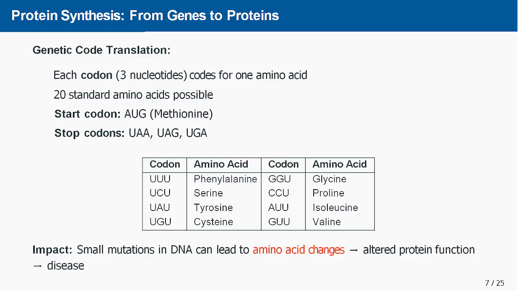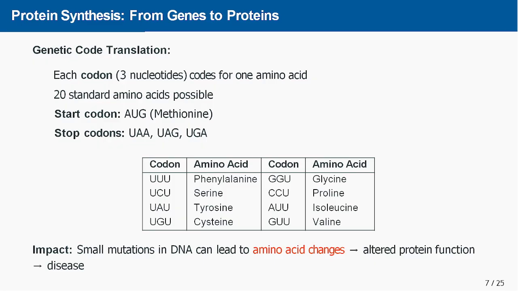So protein synthesis occurs from the genes to protein. How does it occur? Because we have different genetic code translations. Genetic code translation means 3 nucleotides, we call that a codon. Each combination of these 3 different nucleotides will give rise to a particular or a specific amino acid.